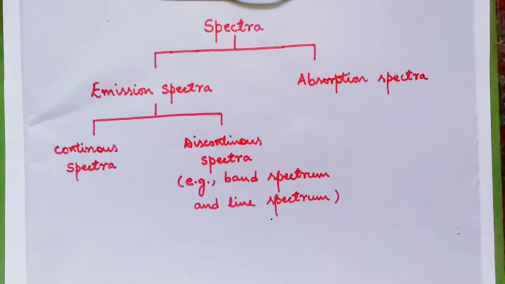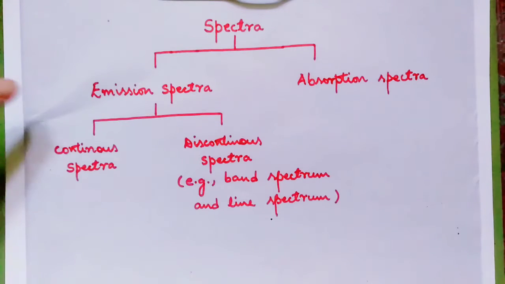So what is a spectrum or a spectra? A spectrum is an array of waves or particles which is spread out according to the increasing or decreasing of some property such as wavelength or frequency. That is the definition of spectrum.